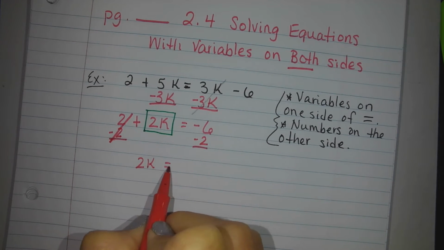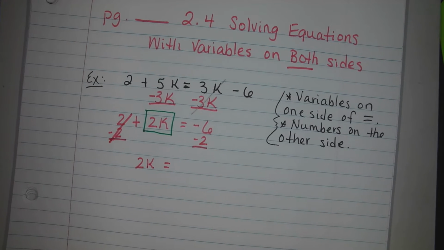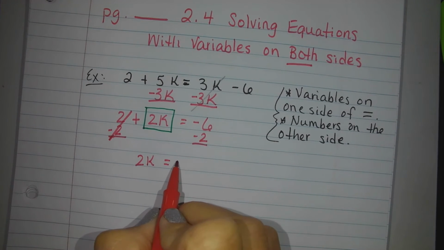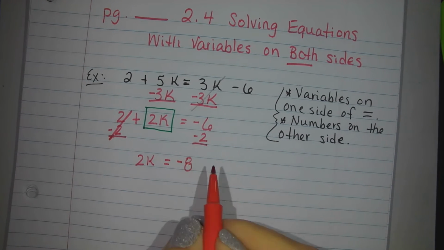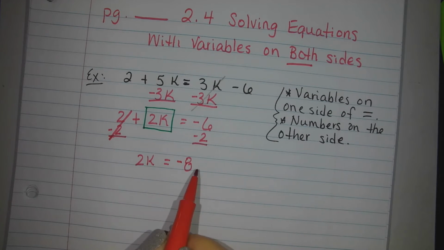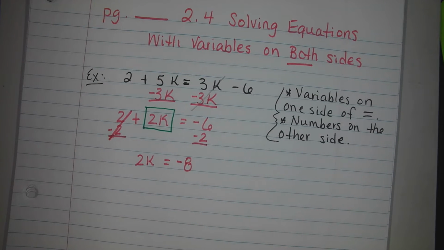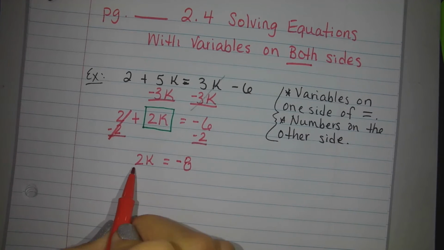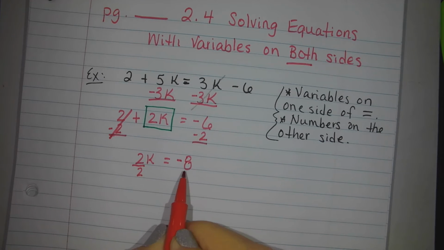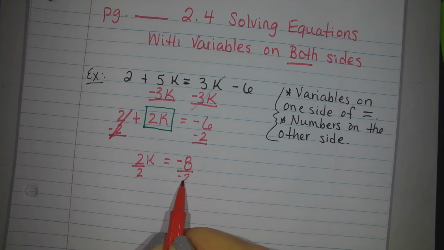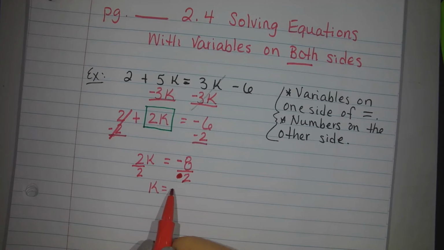2K equals, what's -6 and -2? -8. Don't lose the negative. All right, one last step, easy. Divide by 2. -4. Sorry, that's my fault. K is equal to -4.